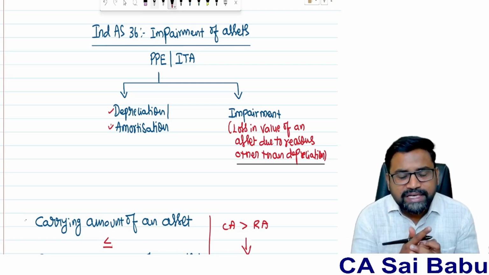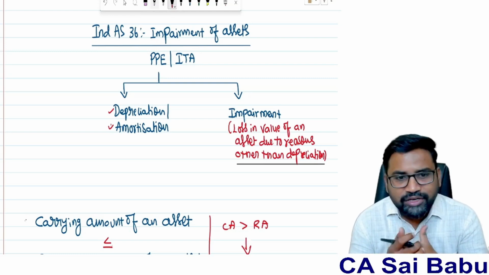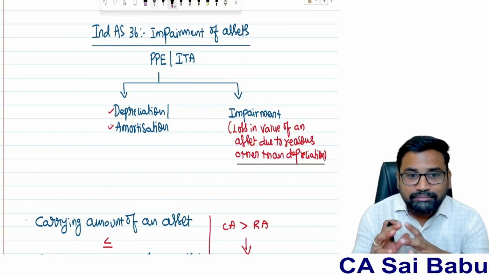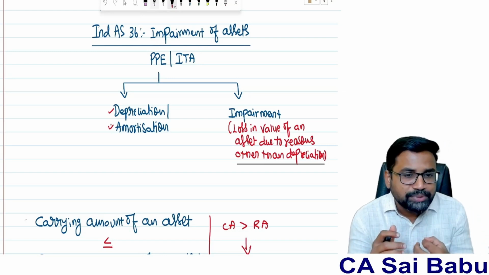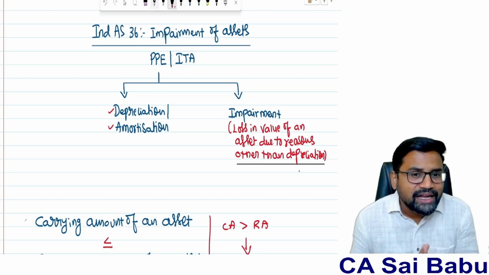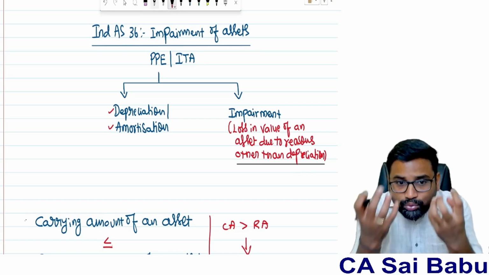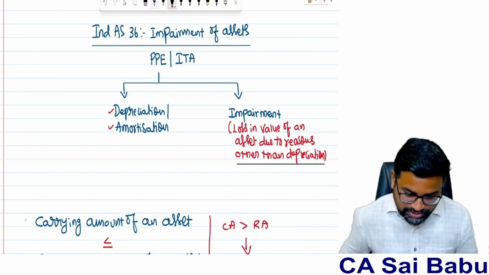Now, apart from depreciation or amortization, is there any reason why an asset may lose its value? There could be. There could be different reasons why an asset may lose its value, apart from depreciation and amortization. That may be technically called impairment loss. So, to put it simply, what is impairment loss? Loss in value of an asset due to reasons other than depreciation. Whatever the reduction in the asset, that may be technically called impairment loss.